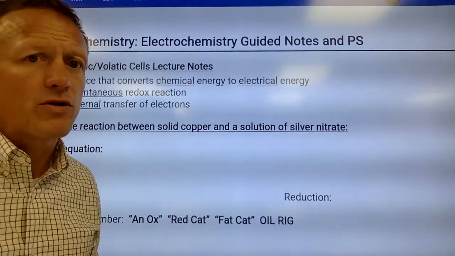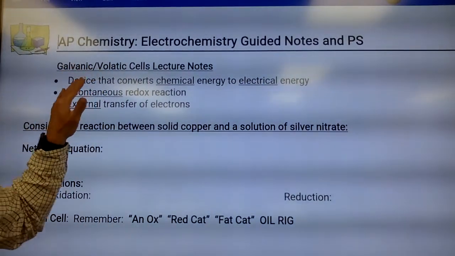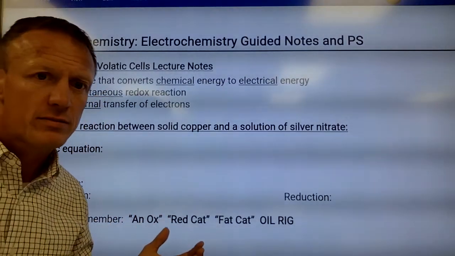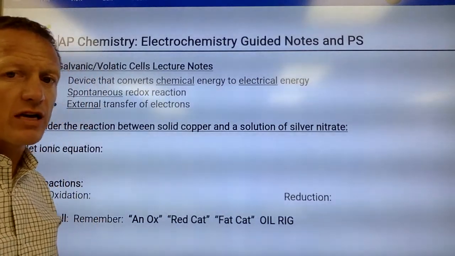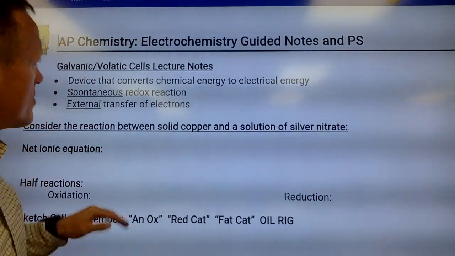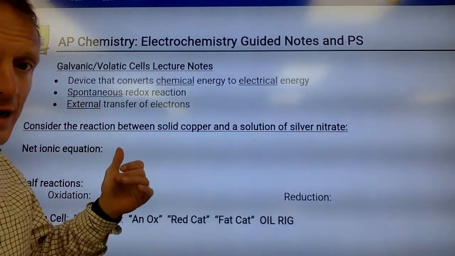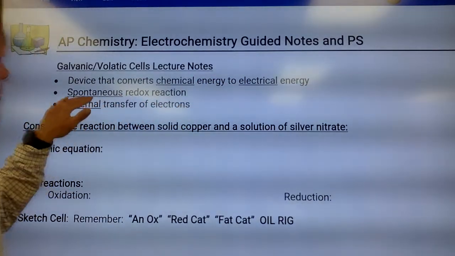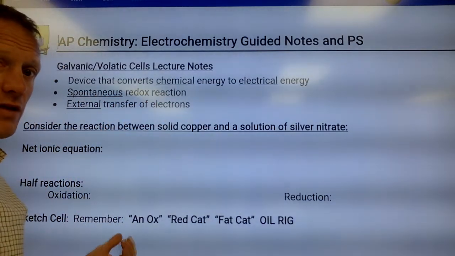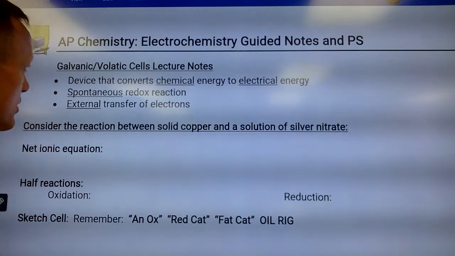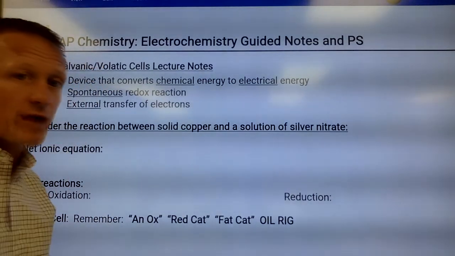All right, here's going to be your notes on this stuff. We're going to be talking about galvanic or voltaic cells. They're just batteries, making batteries from chemicals that can transfer electrons and make electricity. So converting chemical energy into electrical energy. Again, redox reactions. These are spontaneous redox reactions, ones that will happen, and they involve an external transfer of electrons. Galvanic, voltaic cells, same thing. It's just a battery being made.